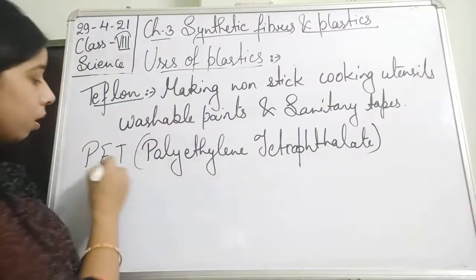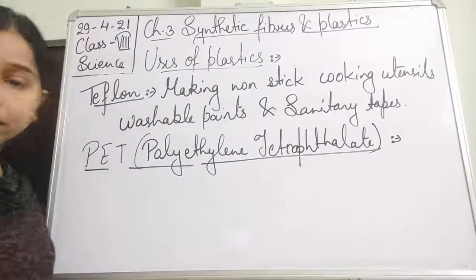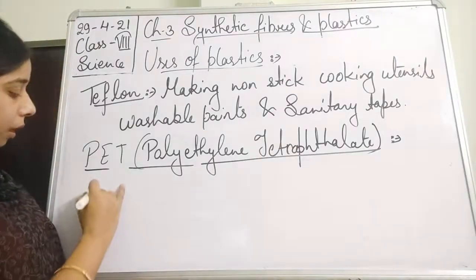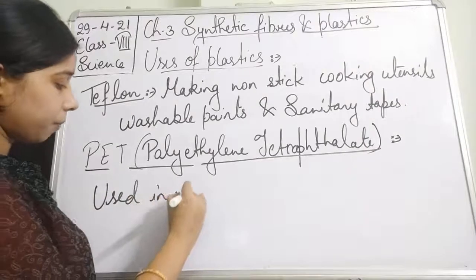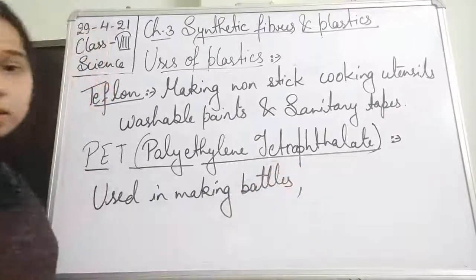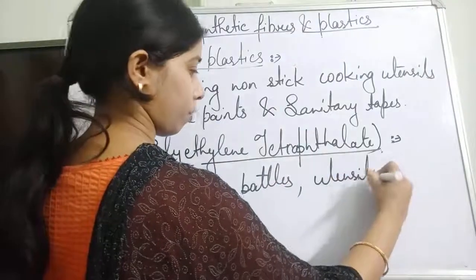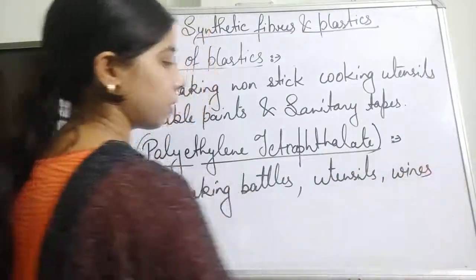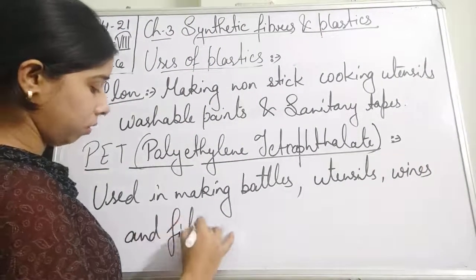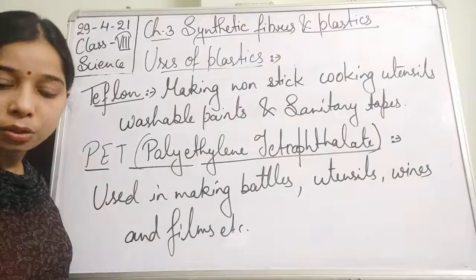So this is also a kind of plastic, and it is used for making the bottles that we use, students, utensils, films, all these things. So we can write that it is used in making bottles, utensils, wires, and films. Okay, so these are the different kinds of plastic, students.